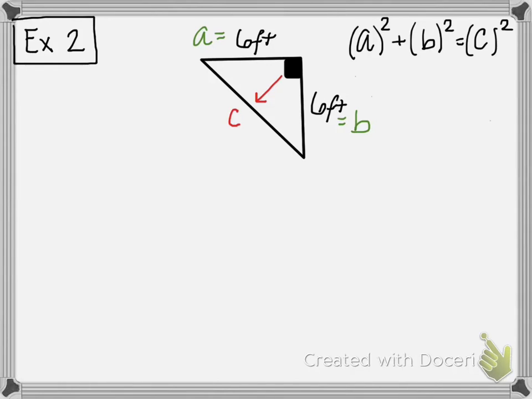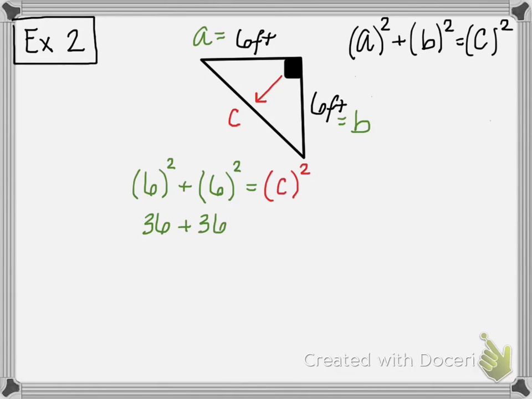Now we can start plugging in some numbers. So A squared is 6 squared plus B squared is 6 squared equals C squared, which is just going to stay C squared because we don't know what that is. We're trying to solve it. All right, let's start doing some of the math. So 6 squared is 36 plus 6 squared again is 36, and that equals my C squared. We can drop the parentheses for all of them now. I want to add together my 36 and 36, and that gives me a total of 72 equals C squared.